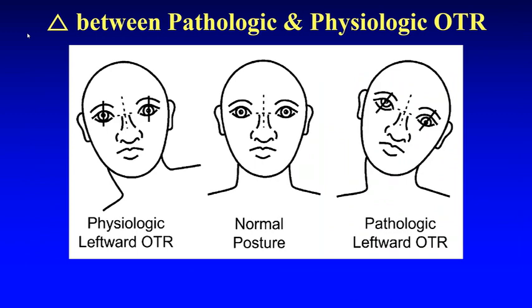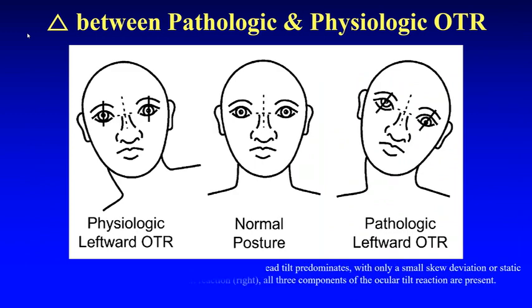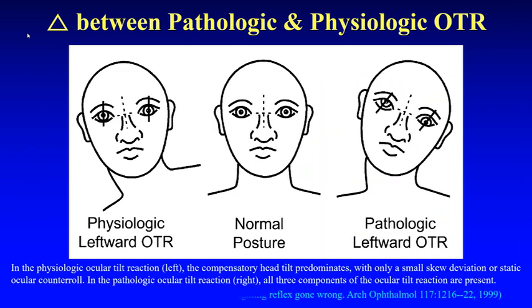So what are the differences between the pathological and physiological OTR? In physiological ocular tilt reaction, the compensatory head tilt predominates with only small skew deviation or static counter roll. In the pathological ocular tilt reaction, all three components of the ocular tilt reaction are present.